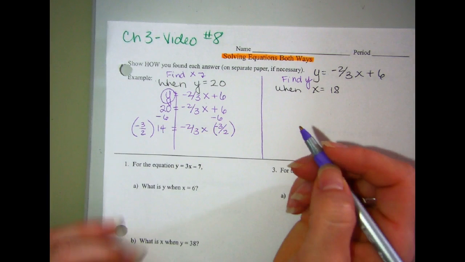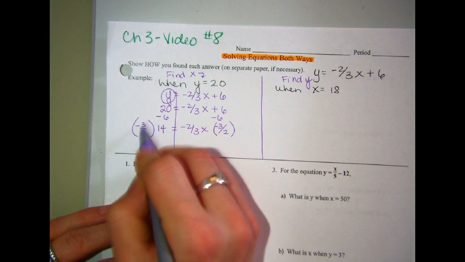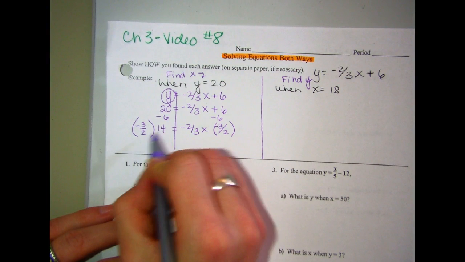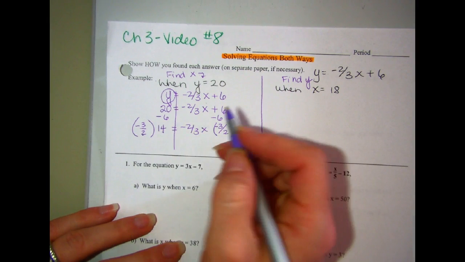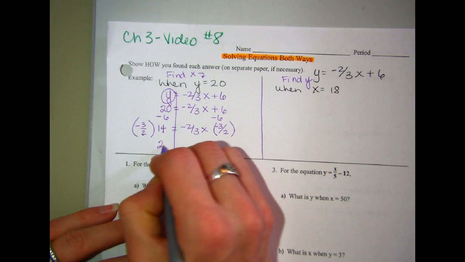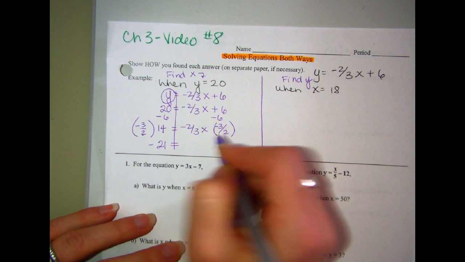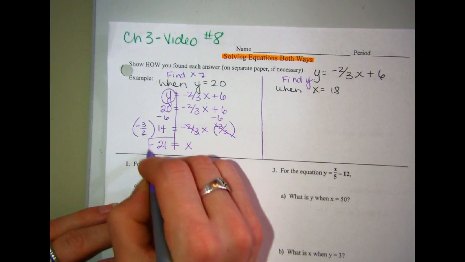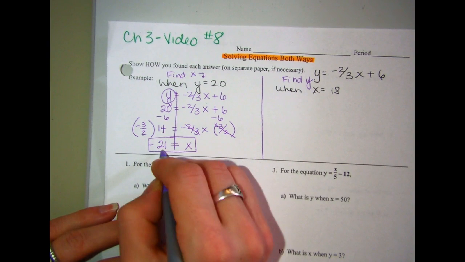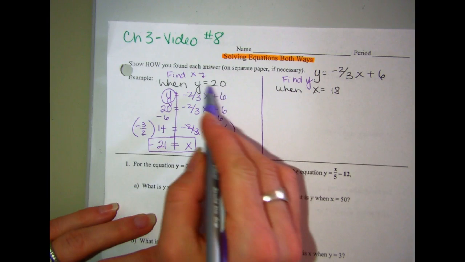Okay, this is that trick where we can kind of do this in our head pretty easy. If I do 14 divided by 2, that would be 7, times negative 3. So 7 times 3 is 21, and I get a negative. And that's all I got to do. This all canceled out, so I bring down my x by itself. So x would be equal to negative 21, when y is equal to 20.